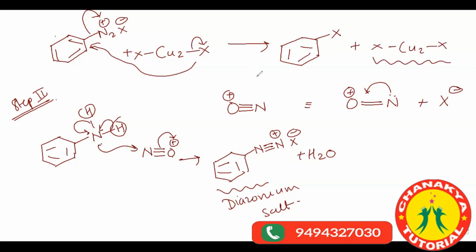Fine. So you will get haloarene by Sandmeyer's reaction. How will you get it? By Sandmeyer reaction. And what does this reaction release? Nitrogen. N2 would be released in gas state. Clear?